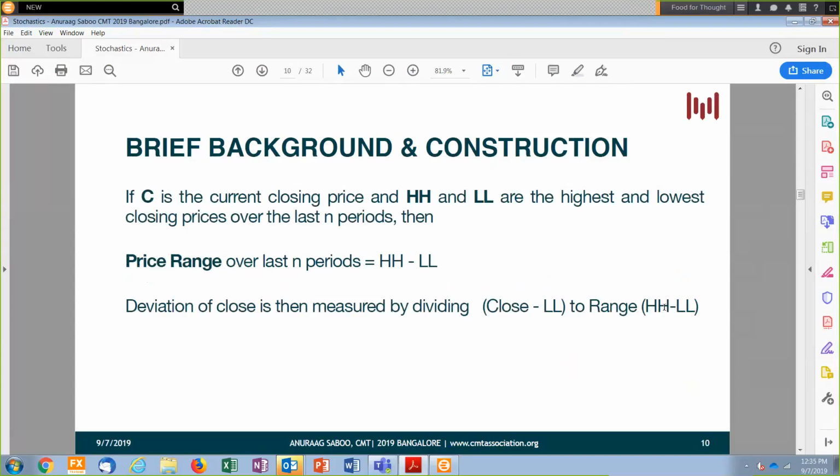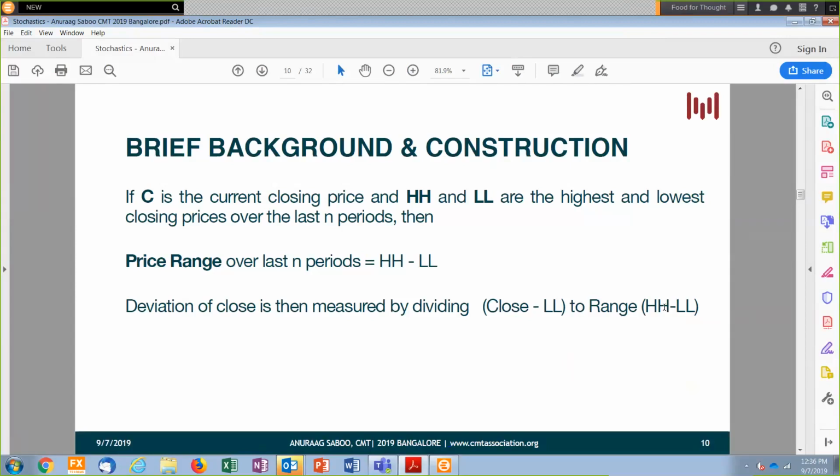So if C is your current close price, and highest high and lowest low, which are HH and LL, represent the highest high and lowest low of the closing prices over the last n periods, then the price range over the last n periods can be represented by the difference between highest high and lowest low, which is HH minus LL. Then the deviation of close can be measured by dividing close minus the lowest low by the range, which is highest high minus lowest low. So basically what you have done is, you have taken close minus lowest low and divided that by range.